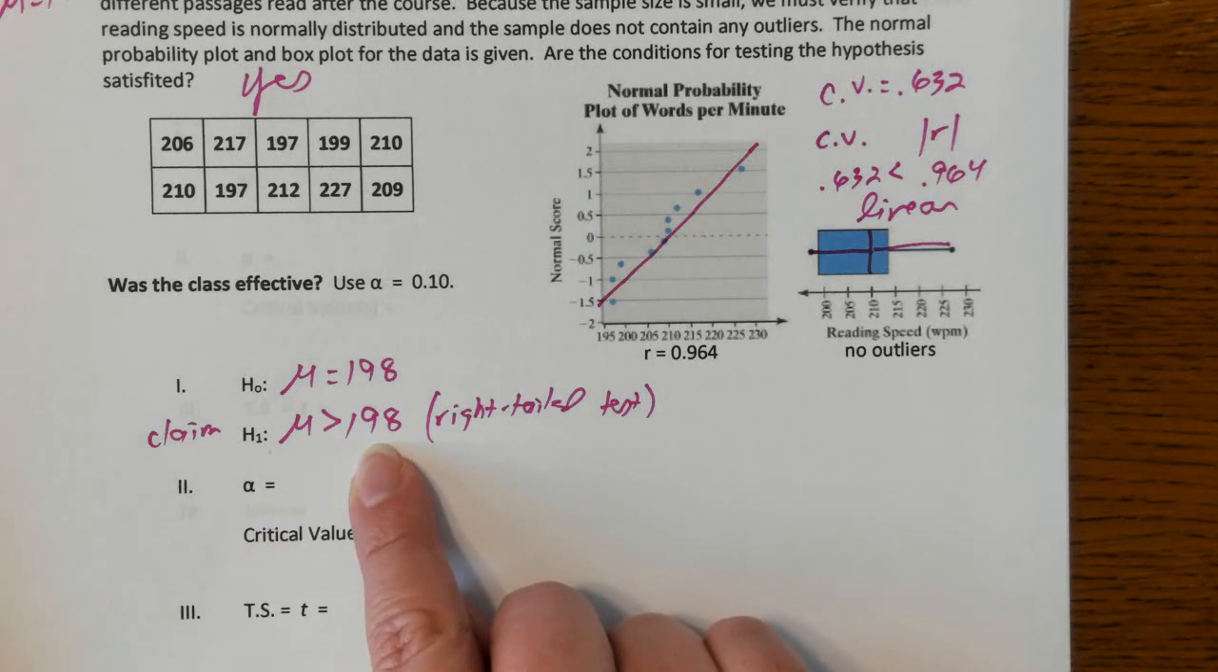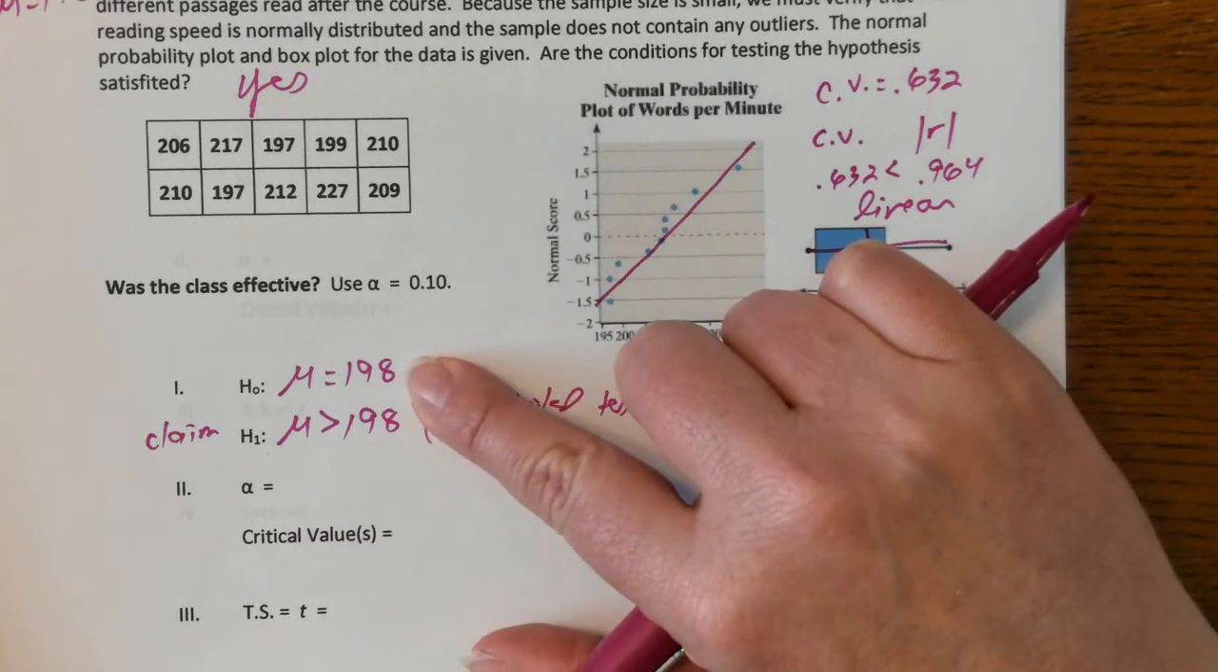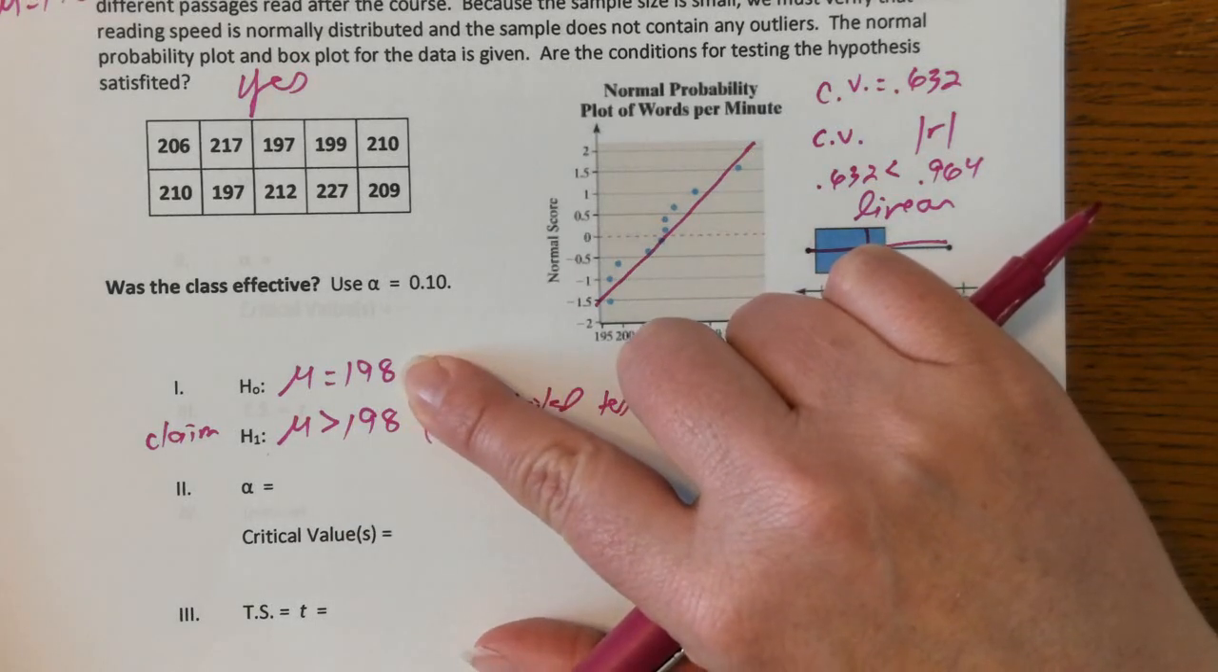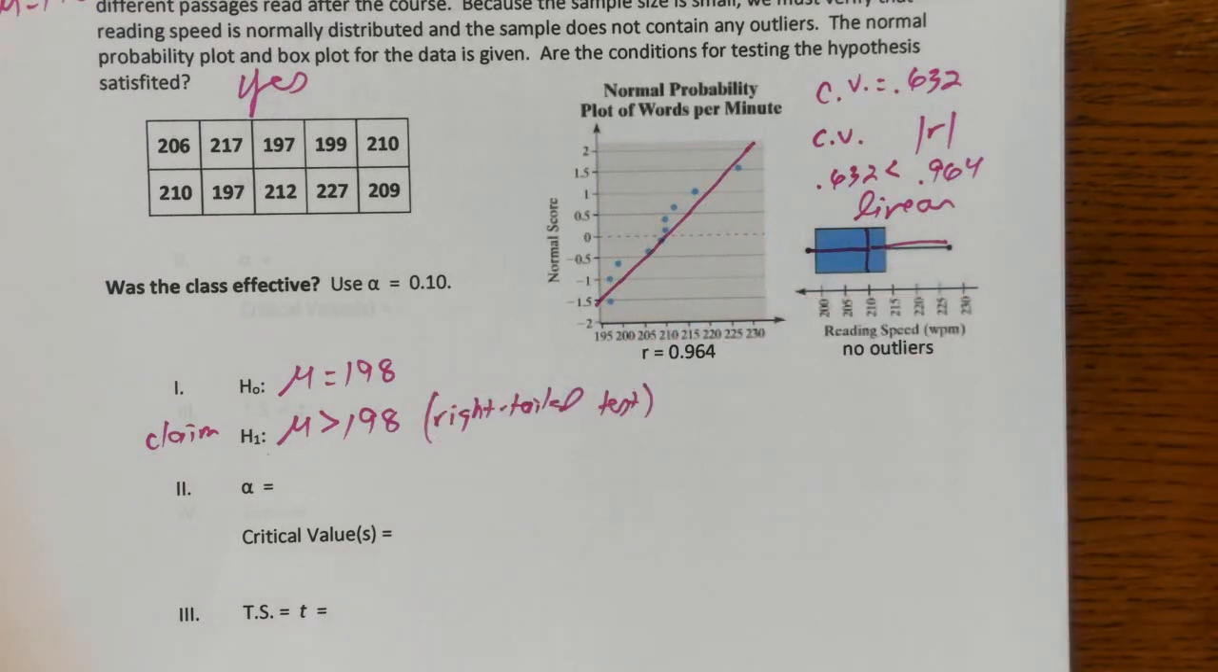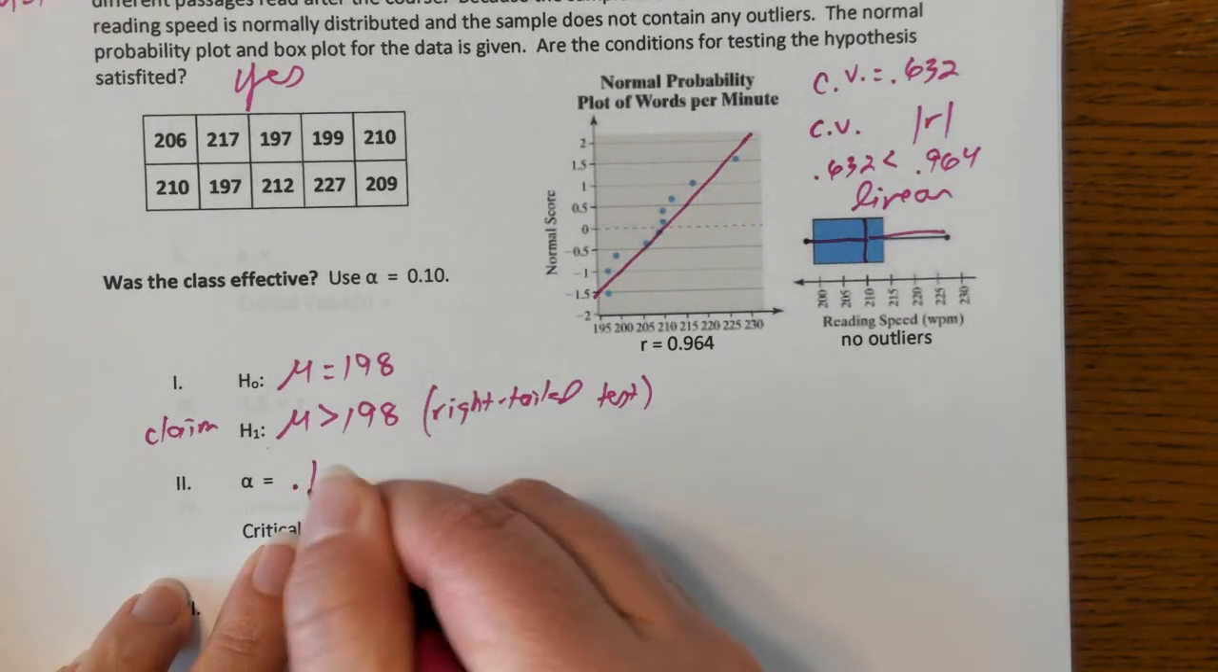The class was effective. Or are you going to say, you know what, I don't have enough evidence to reject it. It may not be 198 reading speed anymore, but I don't have enough evidence to reject that, so I can't support the claim that it was an effective class. It was maybe not worth the money. Okay? All right, so alpha equals 0.1.